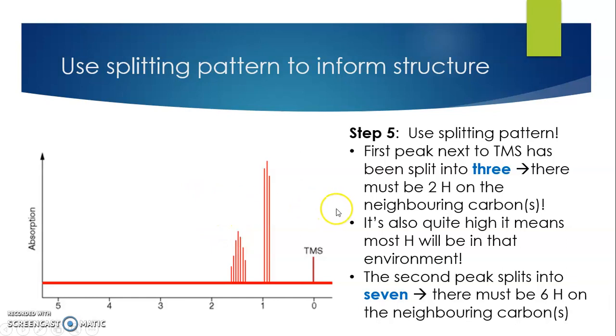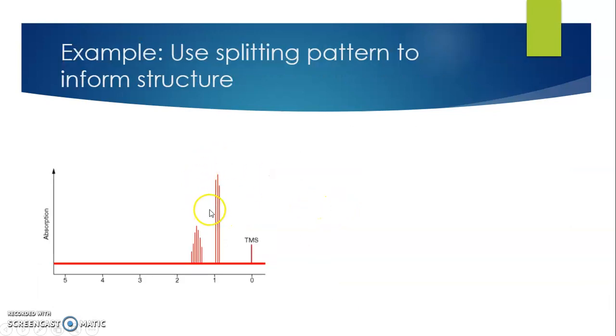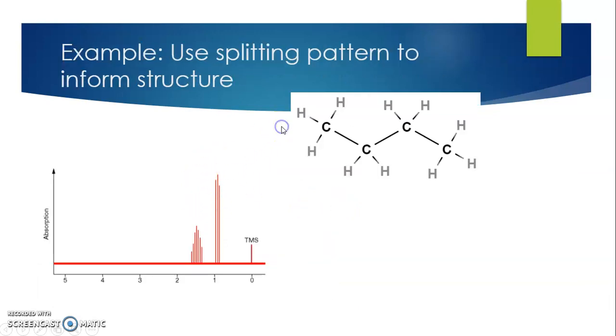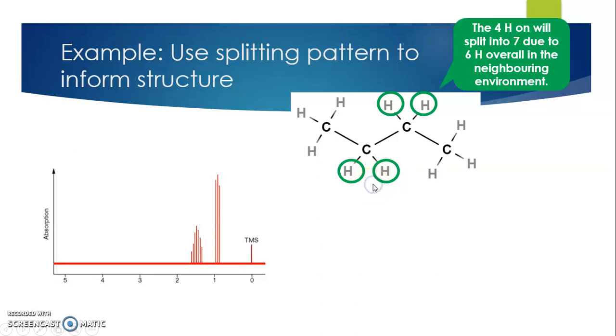So look at these two structures we have written down. If it's a butane, then we do know these 4 hydrogens produce a single peak, and that peak is going to split into 7 due to, 1, 2, 3, that's 3 bonds away to these 2, and these 3 are also 3 bonds away to these 2. So overall, you have 6 hydrogens in the neighboring environment of these 4 hydrogens. So they will split into 7.